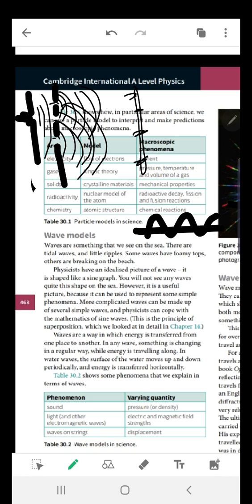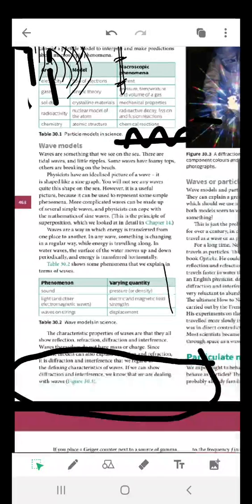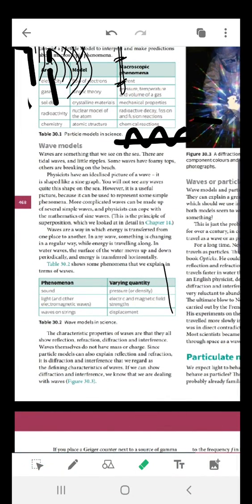So when you are modeling a wave, what factors should you keep in mind? It's refraction, reflection, interference. These are the things you should keep in mind when you are talking about waves. And what do you need to think about when you are talking about particles?